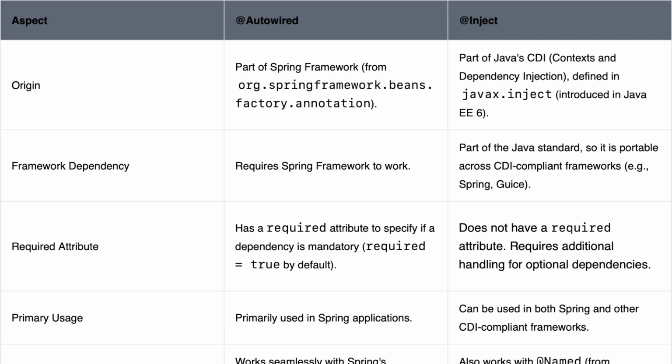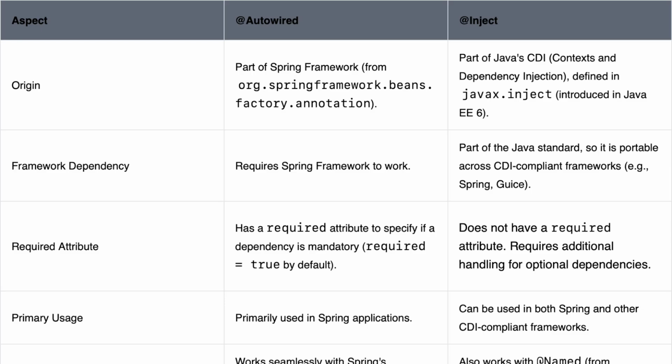The key difference is in the origin. The Autowired annotation is part of the Spring framework, from its annotation package. But Inject is part of Java's CDI, which is Contexts and Dependency Injection. This is defined in the javax.inject package, which was introduced in Java EE 6. Alright, so origin I have talked about.